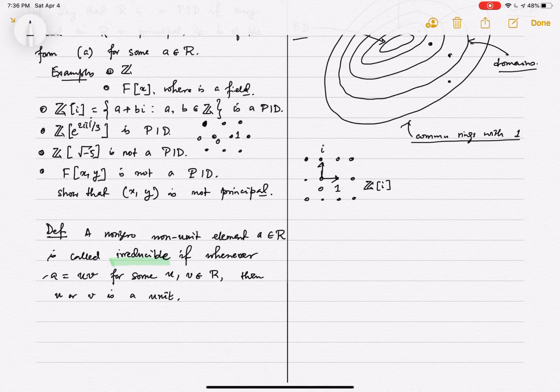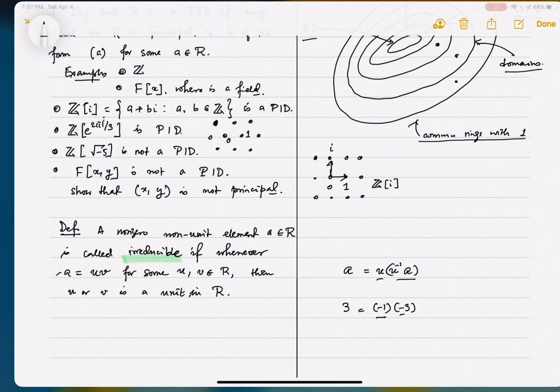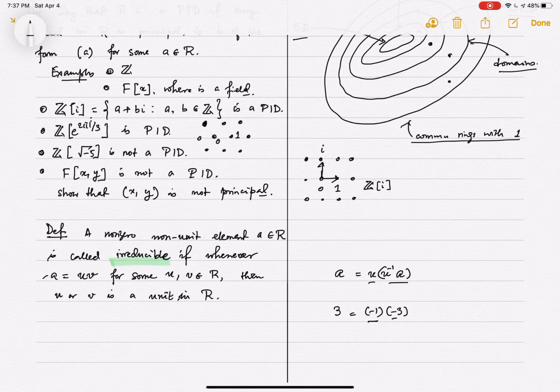Unit, remember, means invertible in R. So of course you can take any element A and write it as a unit times the inverse of the unit times A. So that's not really a factorization. You can always pull out a unit. If I tell you to factor 3, you cannot just tell me it's that. You just pull out a unit. That's not a real factorization in Z.